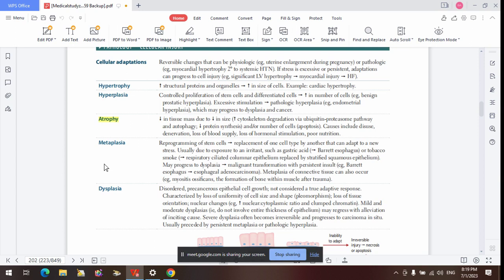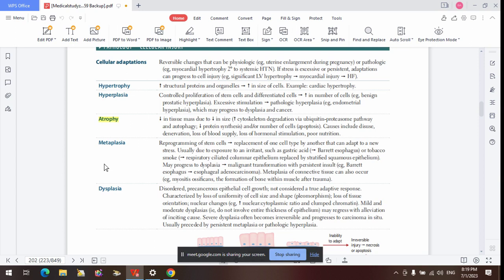So if the stem cells within the epithelium of the respiratory tract are now changing from those that can produce pseudostratified columnar to those that can differentiate to stratified squamous, that is a metaplastic change, because stratified squamous can withstand the smoke irritation, while pseudostratified columnar cannot handle it.